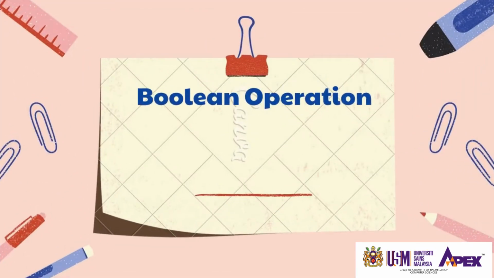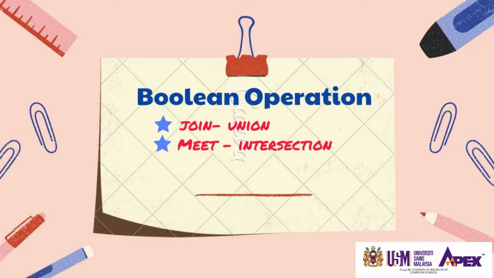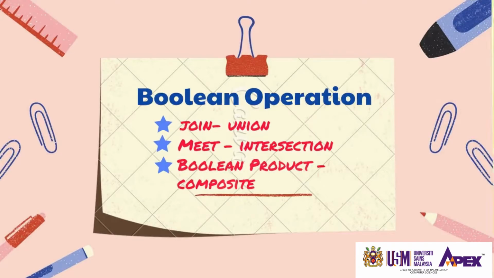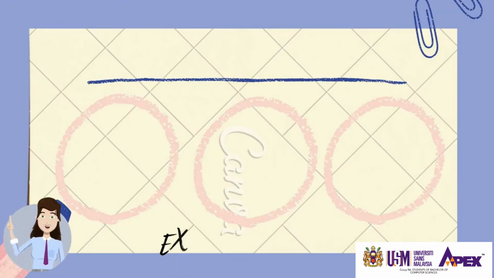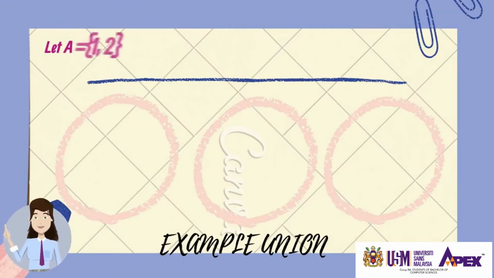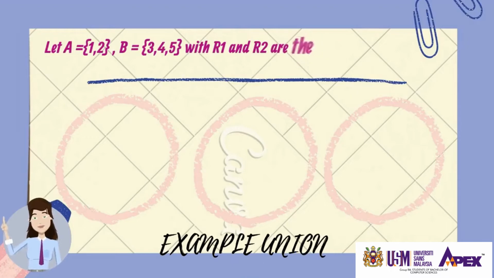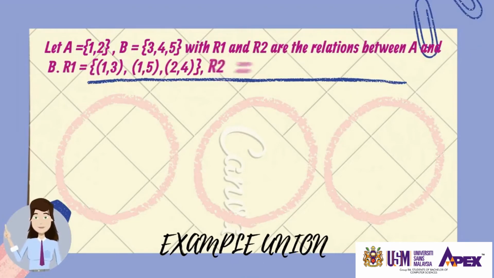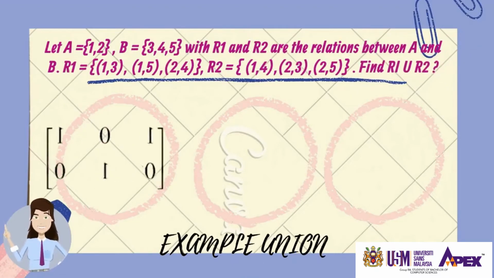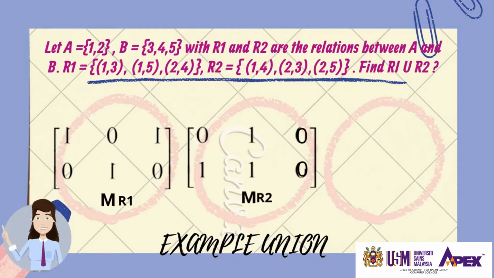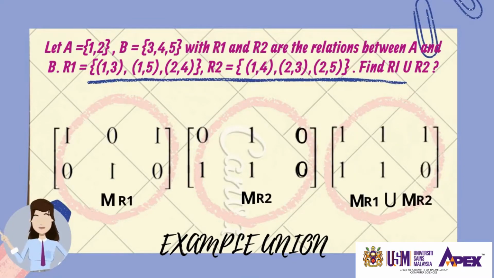There are 3 Boolean operations involved: union, intersection, and composite. Example, union. Given set A and set B with R1 and R2 as the relations, find R1 union R2. First, represent R1 and R2 in 0-1 matrices. In the union of two relations, it will always equal 1 except when the element in both matrices is 0.